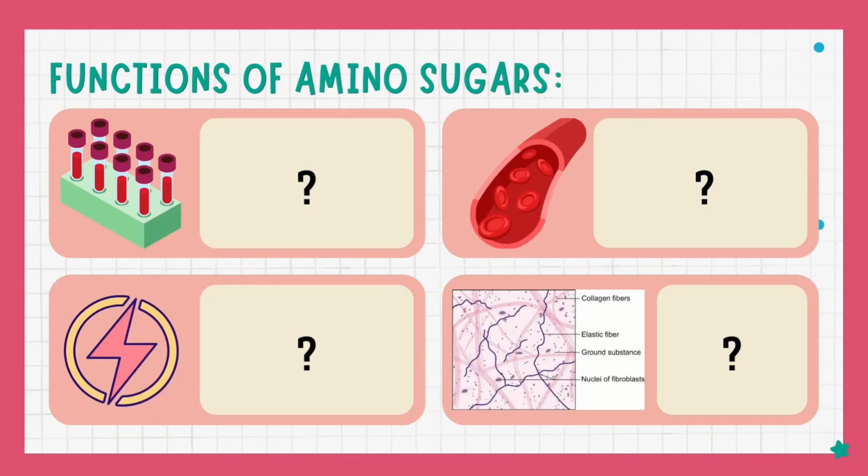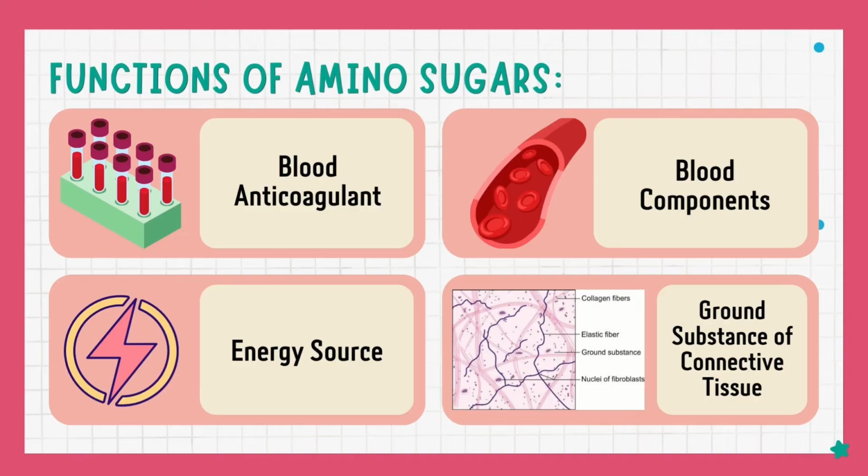From what we learned about amino sugars so far, what do you think their functions are? Well, amino sugars are essential parts of the molecules of many substances. They function primarily as a blood anticoagulant, as a blood component, as an energy source, and as a ground substance of connective tissues. Let's go through them one by one.